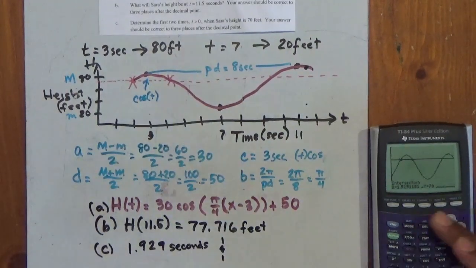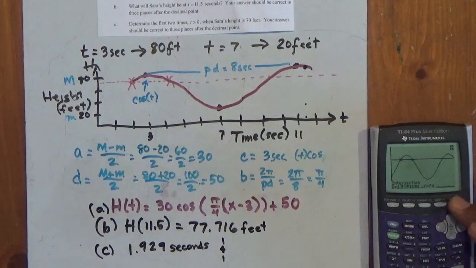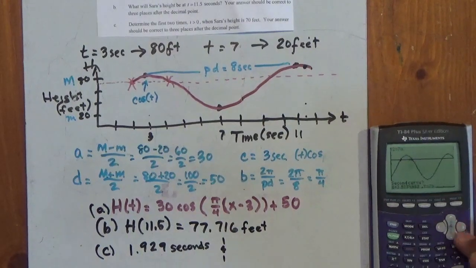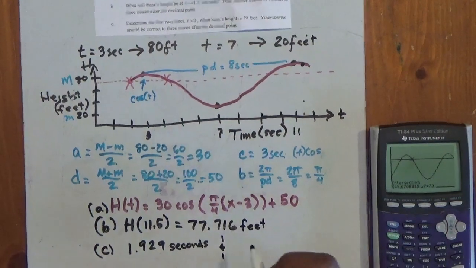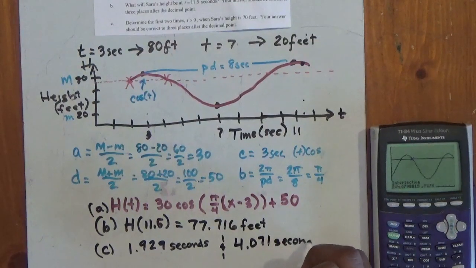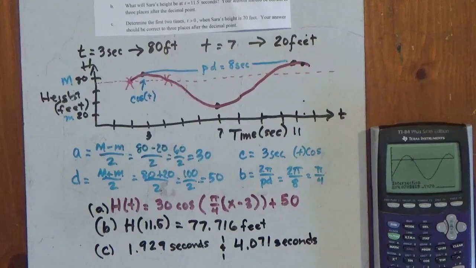And then you can do it all over again. Second calc intersect. First, I usually just hit enter on the first curve, and then it's easier to scroll over, get close to that next intersection. Enter. Don't want to guess. And it takes 4.071 seconds. Remember, everything in 3 decimal places. That's what we've been doing all year, because that's what they expect on the final.